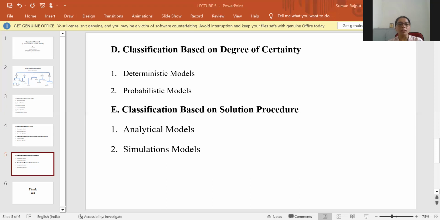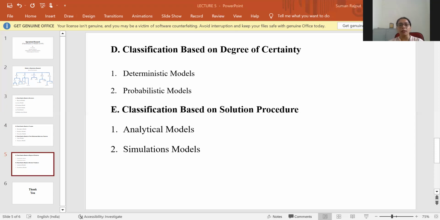Next, we have a simulation model. These models also have a mathematical structure but are not solved by applying mathematical techniques to get a solution. Instead, a simulation model is essentially a computer-assisted experimentation on a mathematical structure of a real-life problem in order to describe and evaluate its behavior under certain assumptions over a period of time. So these are the classifications based on the solution procedure.